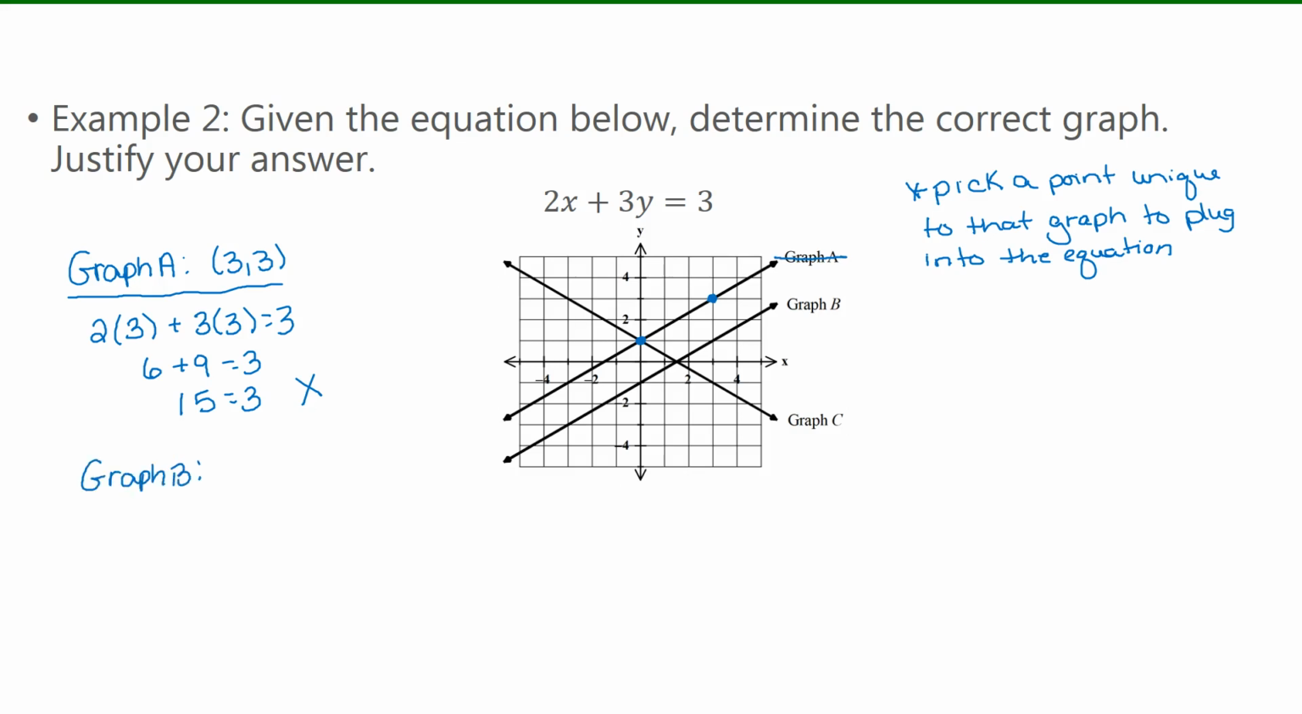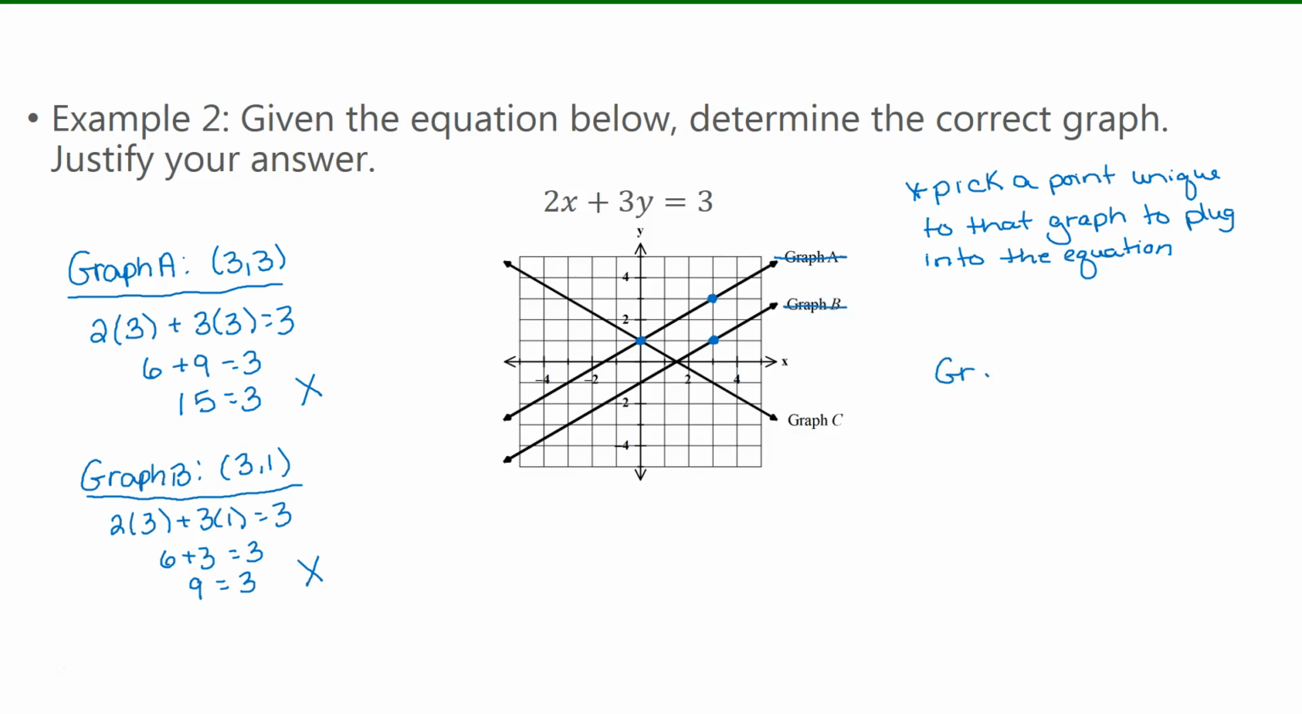What about graph B? So let's pick a point that is on graph B and only graph B. So we can pick this point here, which is (3, 1). So 2 times 3 plus 3 times 1. And that gives us 6 plus 3, which is 9. So 9 equals 3? No, so it's not graph B either.